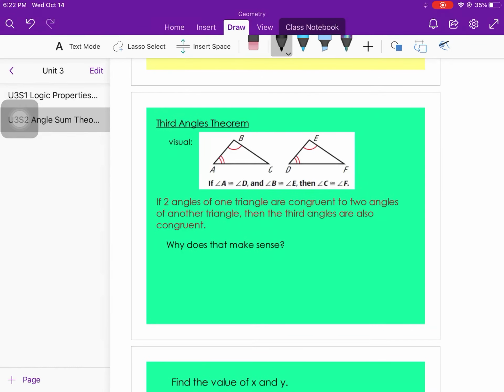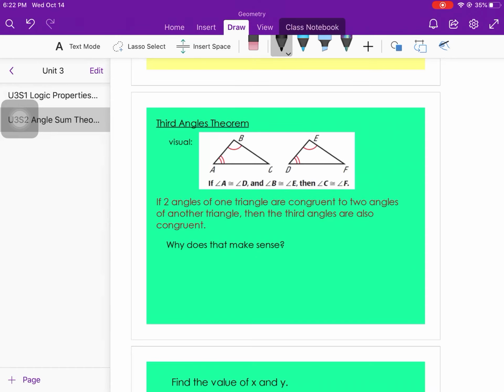All right. Then we have the third angles theorem. Here's our visual model for it. If angle A is congruent to angle D, and angle B is congruent to angle E, then angle C has to be congruent to angle F.